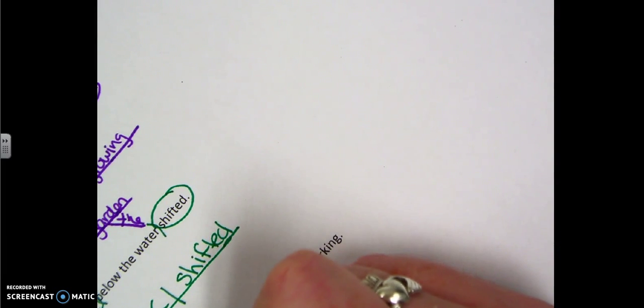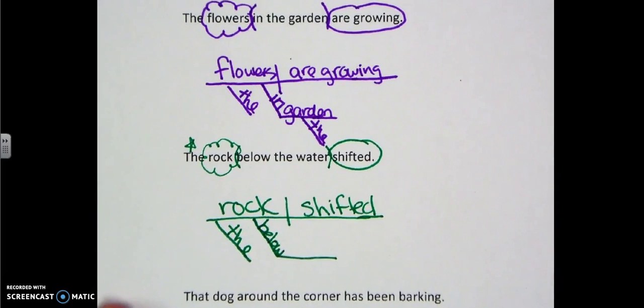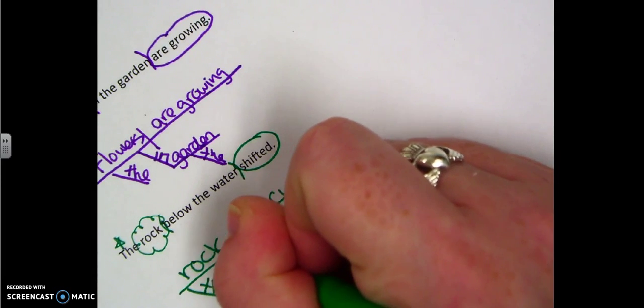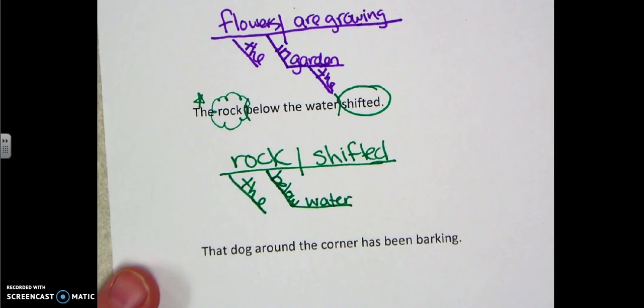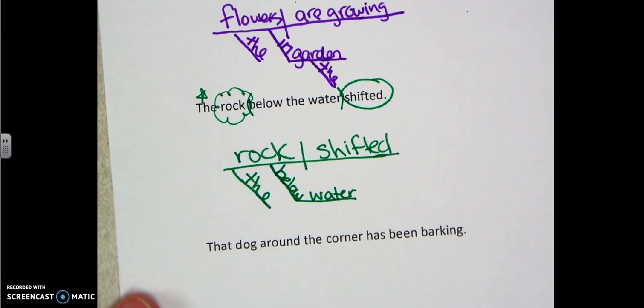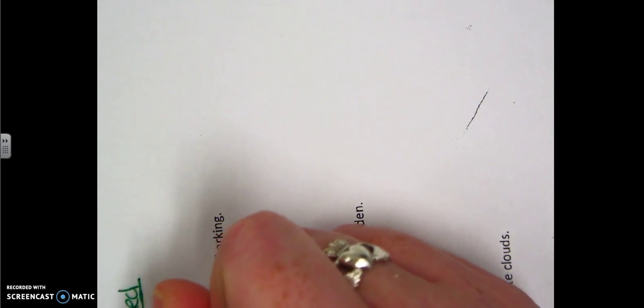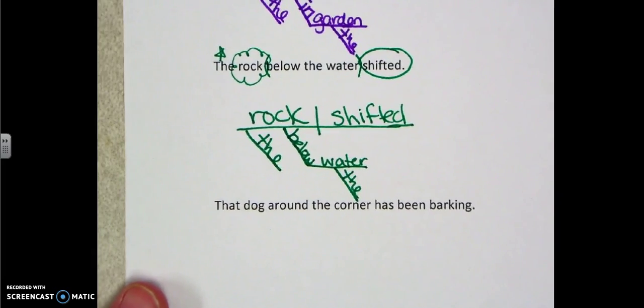Okay, so we're going to put a slanted line and a horizontal line. On the slanted line goes our preposition, below. On the horizontal line goes our object of the preposition, water. And then we have another article, the, which water? The water. All right, so we know "the" is an adjective, so we're going to treat it just like we would any other adjective and put it underneath water on a slanted line.